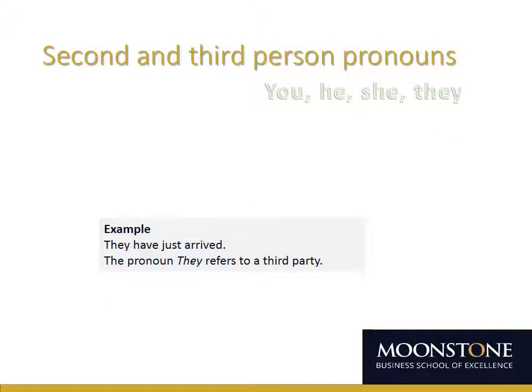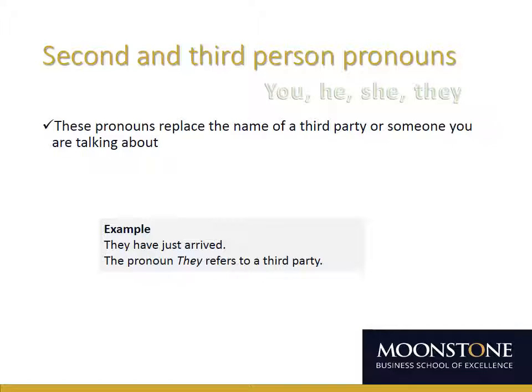Second and third person pronouns include you, he, she, they. These pronouns replace the name of a third party or someone you are talking about. It can refer to one person or a few people. Example: they have just arrived. The pronoun they refers to a third party.